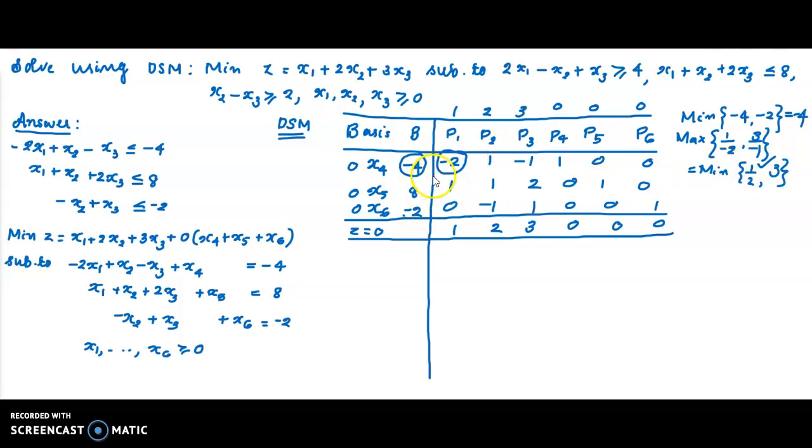First position is the corresponding selection. That means x4 goes out of the basis and x1 enters the basis. Change the basis to x1, x5 and x6. Coefficients: x1 is 1, x5 is 0, x6 is 0. Then we have to make this pivot element 1. Therefore divide by minus 2.